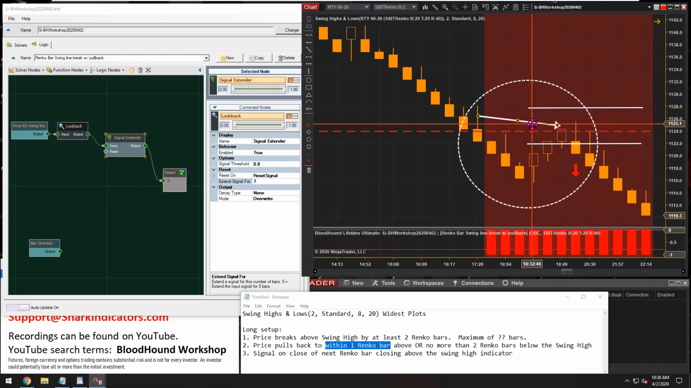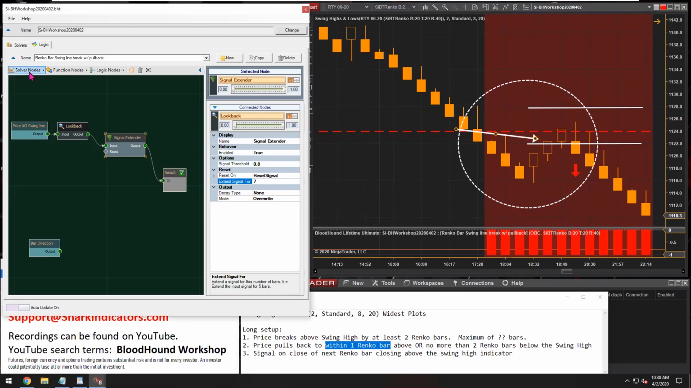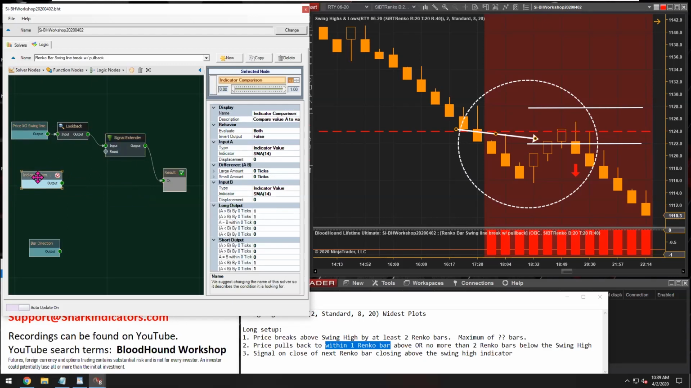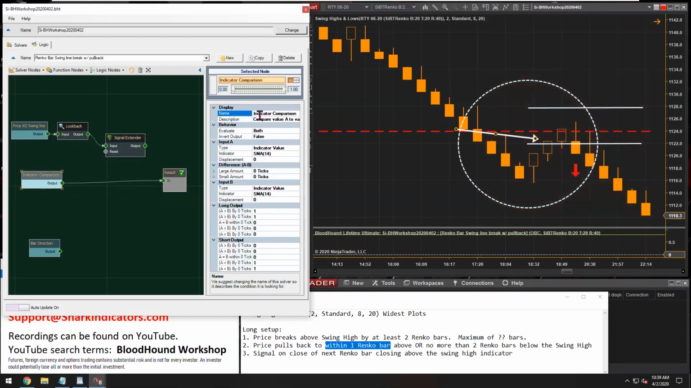So we'll get back to that. So let's just stay on this side here. So we'll just measure this distance here. And we're not actually measuring distances, but we're going to do a comparison to make sure that price comes within that swing line. So let's connect that up. And there we go.